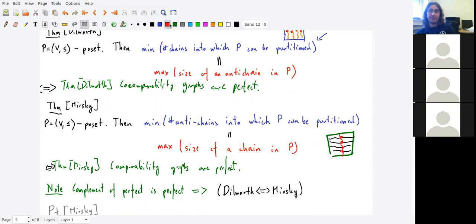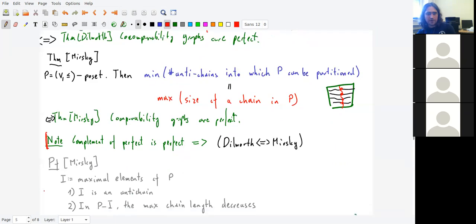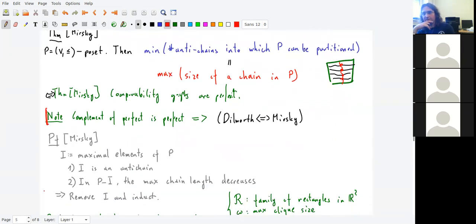However, observe that we have already seen during the last lecture that perfect graphs are closed under complementation. So comparability graphs are perfect if and only if co-comparability graphs are perfect, right? So this means that what we proved during the last lecture shows that Dilworth's theorem is actually equivalent to Mirsky's theorem. Because in order to prove that co-comparability graphs are perfect, it only requires proving that comparability graphs are perfect and applying the complementation. So we will actually prove Mirsky's theorem, because this is the easier one, and then you can get Dilworth's theorem as a corollary of this.